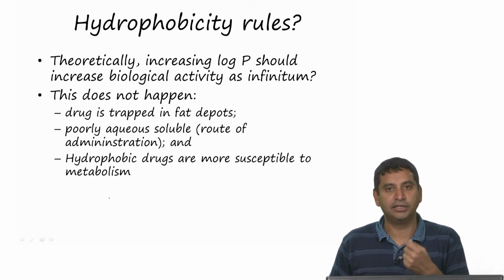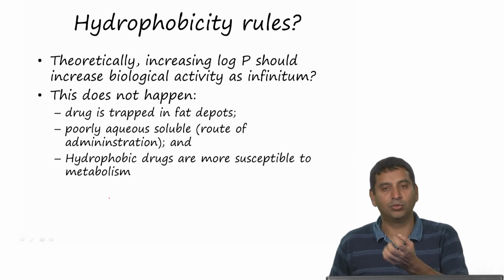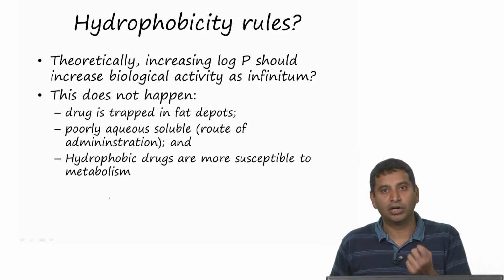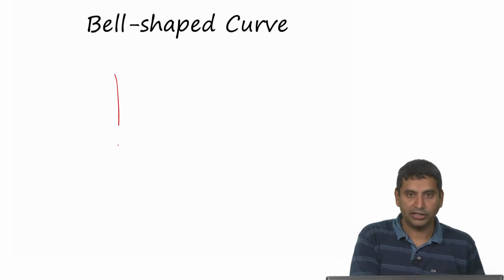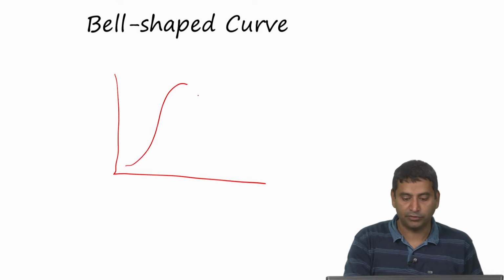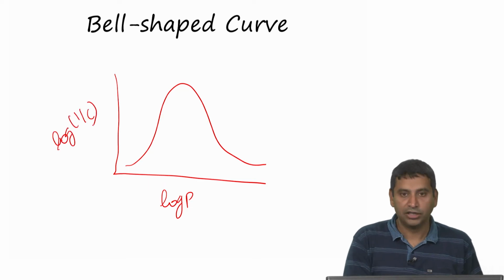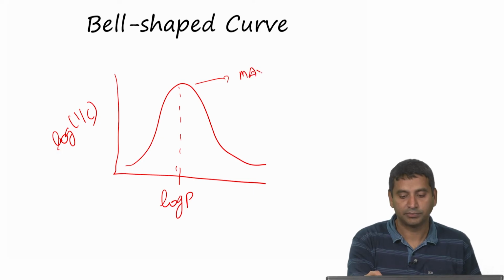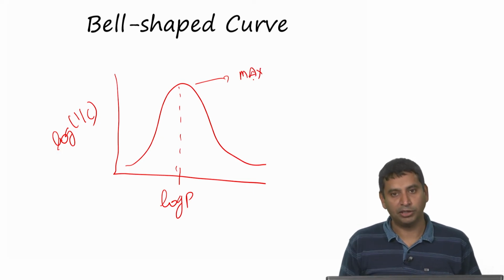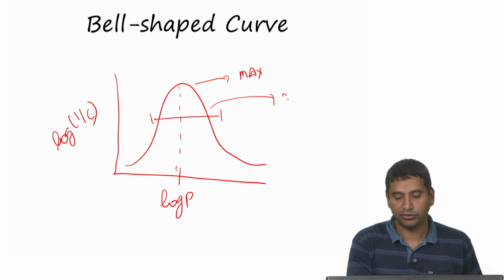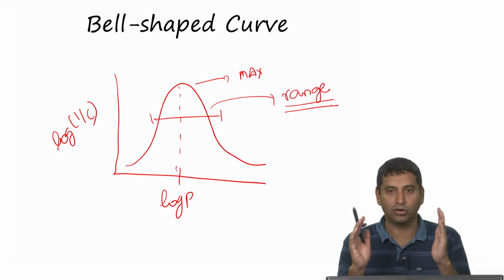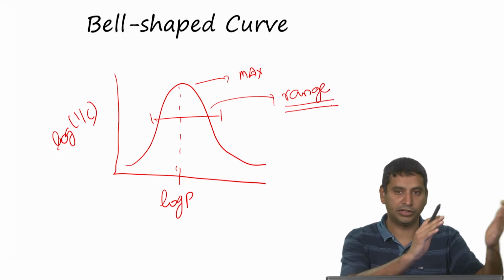We have looked previously at ADME, which tells us how to understand metabolism, but the more hydrophobic the molecule, the more susceptible it is to metabolism. So, in reality, what we look at is a bell shaped curve. If you look at log P versus log of 1 by C, there is a particular point for molecules where the activity is the maximum, and these bell shaped curves are what people normally see. So you want to look for this range of log P values, where you have a good range of log P, so that you can also develop the molecule further for in vivo studies.